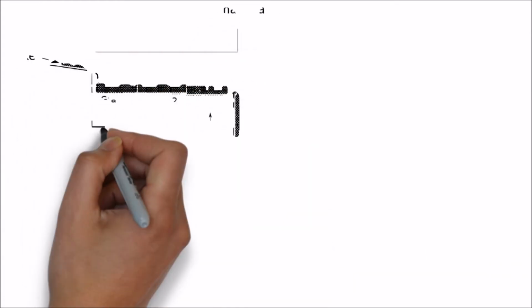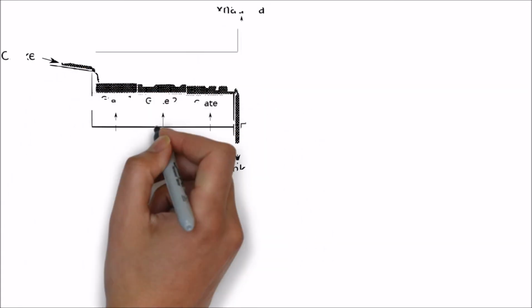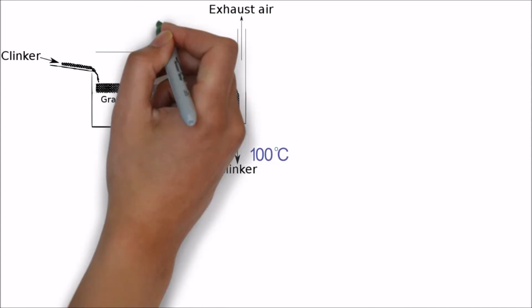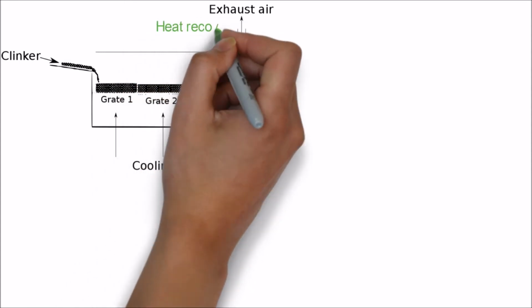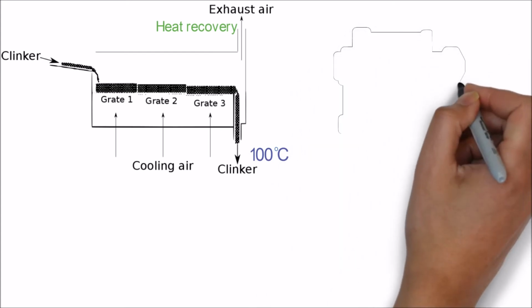After exiting the kiln, the clinker is cooled. The predominant clinker cooling unit in cement manufacture is the reciprocating grate cooler. The cooler cools the clinker to less than 100 degrees Celsius via heat exchange with ambient air. This heated air is generally then used as kiln and precalciner combustion air as part of the heat recovery system of the cement plant.